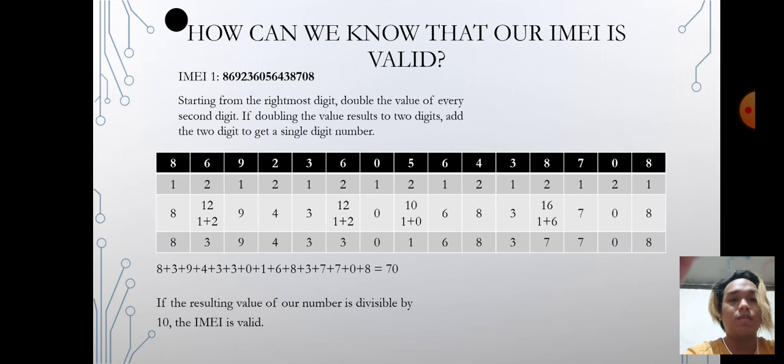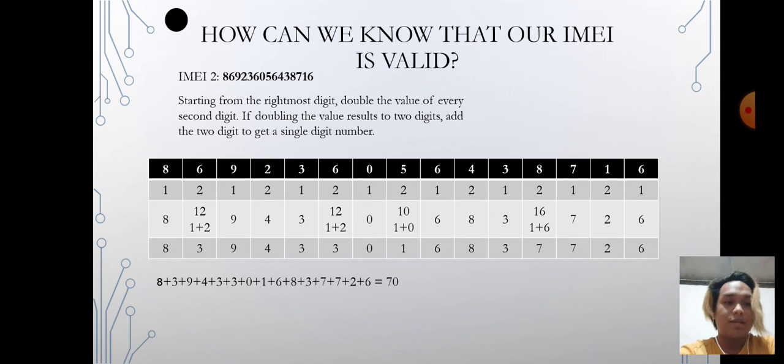So starting from the rightmost digit, double the value of every second digit. If doubling the value results in a 2-digit number, add the 2 digits to get a single-digit number. So we have added all the numbers, and the result is 8 plus 3 plus 9 plus 4 plus 3 plus 3 plus 0 plus 1 plus 6 plus 8 plus 3 plus 7 plus 7 plus 0 plus 8 equals 70. If the resulting value of our number is divisible by 10, the IMEI is valid.